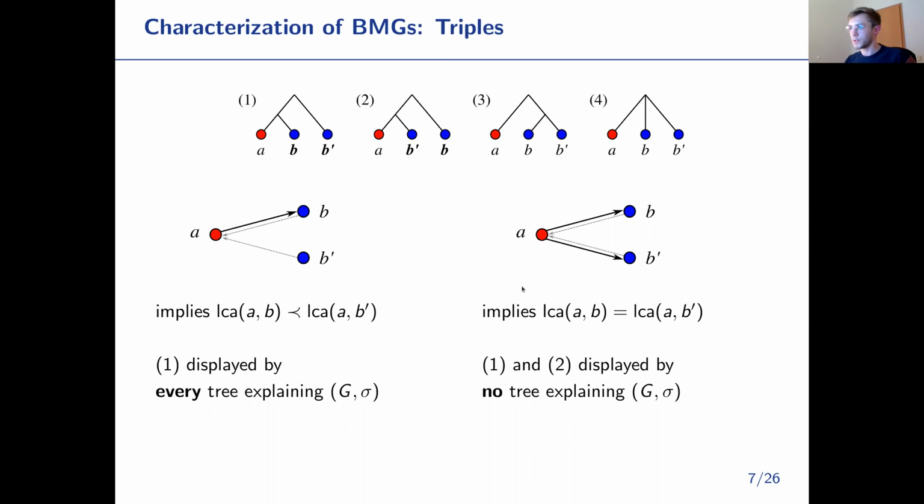So what we can do is we can simply go through our graph and look at all combinations of 3 vertices where exactly 2 have the same color. And then we get a set of informative triples. So this one implies this one. And a set of forbidden triples. This one implies not this one and not this one. And all of those triples must be displayed by every tree, and all of those triples must not be displayed by every tree that explains the graph.